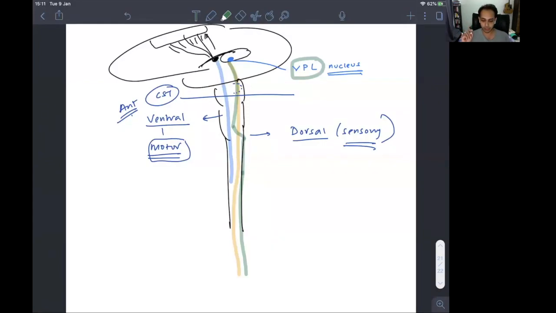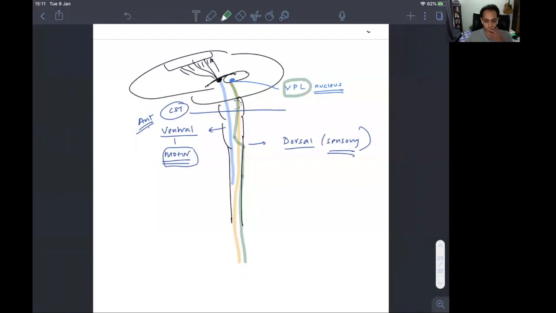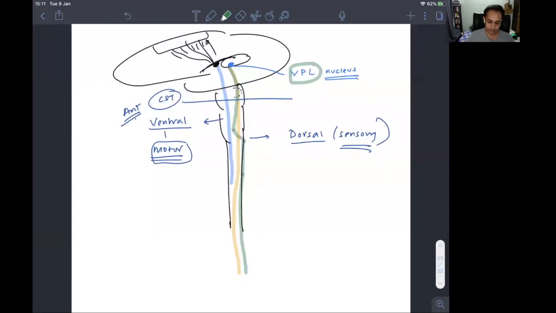Okay. Now, what does this mean? Your VPL now has the sensory supply to your opposite side of the body, both from the spinothalamic tract, which crossed over at the spinal level itself, and your dorsal column, which crossed over at the medullary level.